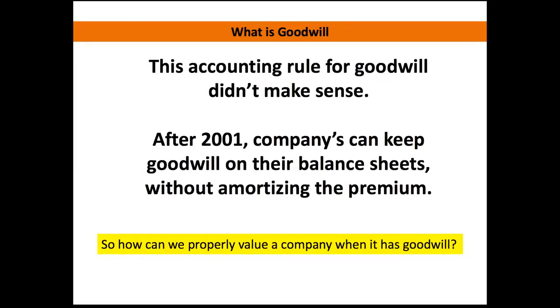After 2001, companies can keep the goodwill on their balance sheet without amortizing that premium. So you might be asking, if they don't have to amortize that amount anymore, how are you able to properly value a company when this goodwill is listed on it, and companies could be acquiring other companies for just ridiculous premiums, and there's no way of really keeping track of that. And so that's what I'm going to try to accomplish at this point. Since those accounting rules have changed and goodwill doesn't have to be amortized anymore, how do you properly value that?